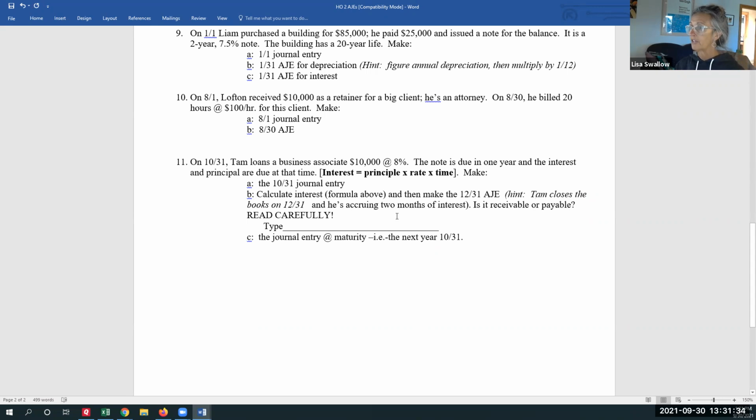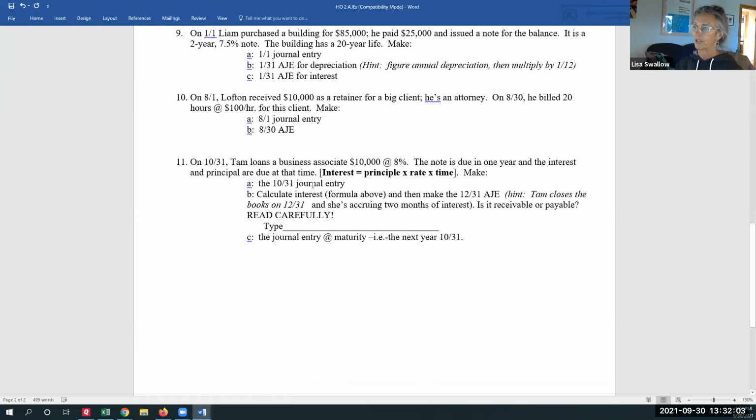So then at the end of the year, Tam closes her books every year. So she closes the books on 12/31. She needs to accrue 2 months of interest. And then I want you to really think about what it is. Is this a receivable or a payable for Tam? She lent the money and now she's accruing interest.